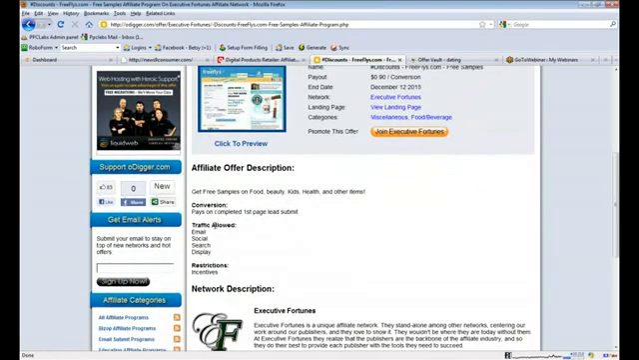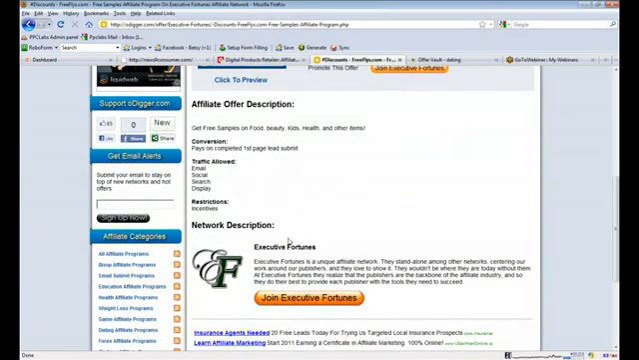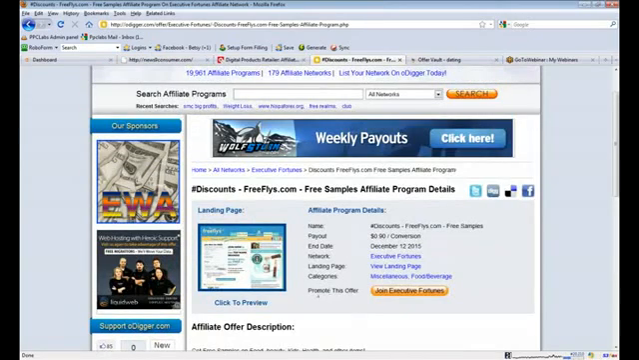Okay, I'm checking here. Traffic allowed: email, social, search, display. So there's nothing immediately indicating to me that you could not direct link this offer. I haven't even checked to see if the destination URLs behind that offer look like affiliate links, but chances are good that they are.